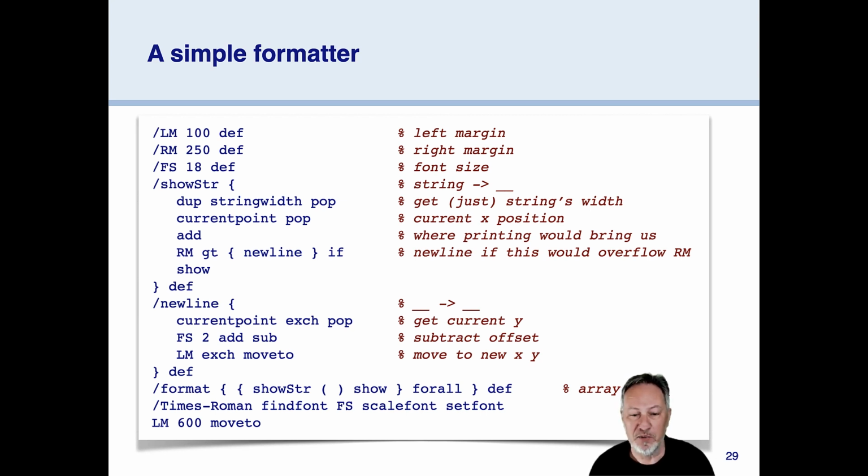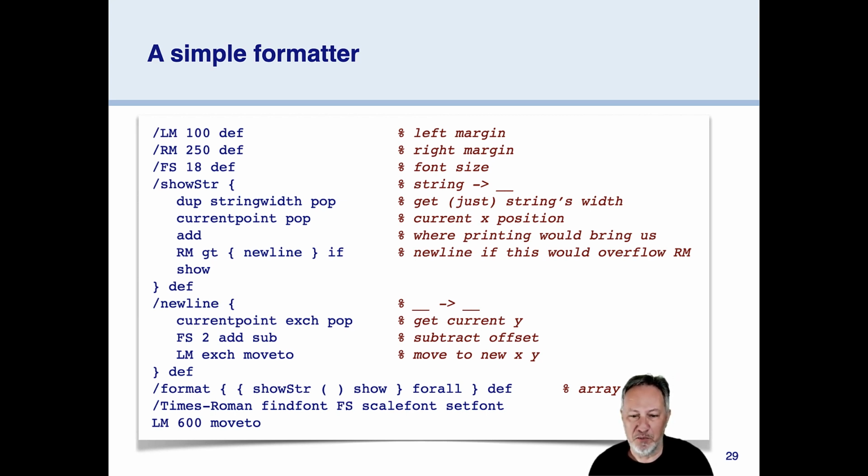The new line operator was essentially the one that we saw in the last example. It computes where we are currently, does a carriage return by going down the font size + 2, and moves us to the left margin. So it's just like what a typewriter would do when you do a carriage return.